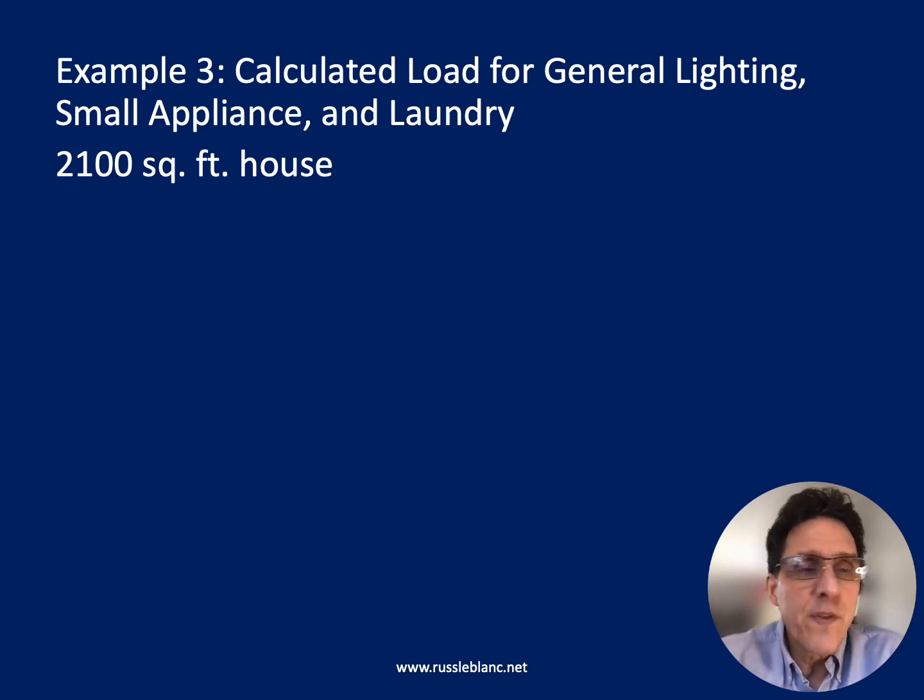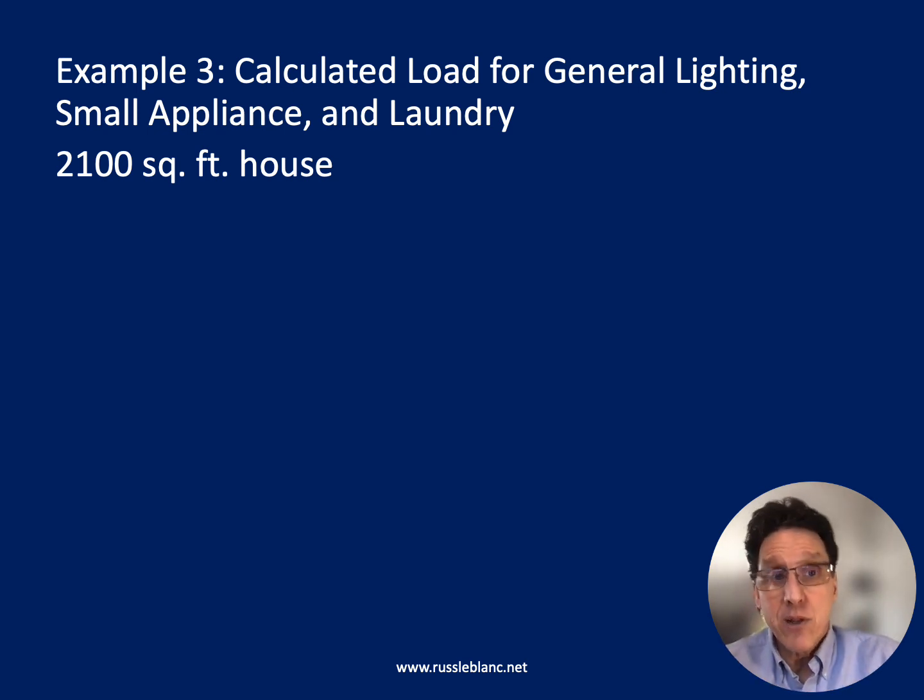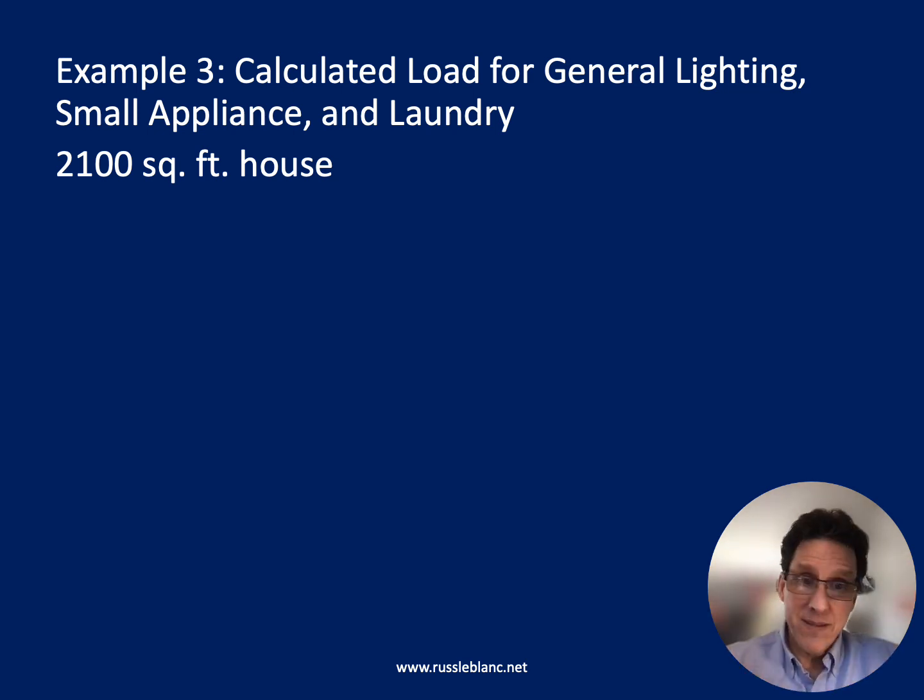Okay, so for this example, I'd like to calculate the general lighting, the small appliance, and the laundry load, right? So it's everything. General lighting, small appliance, and laundry. We can add them all together and then apply the demands from table 220.45. So let's give that a shot.